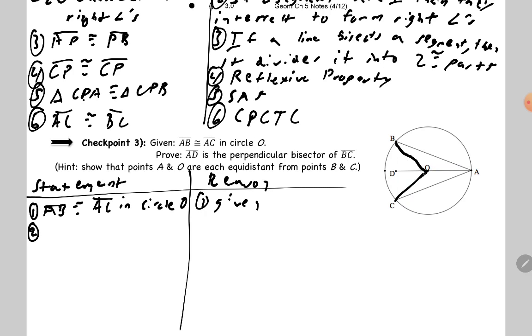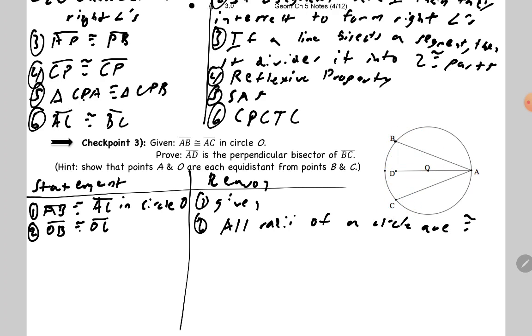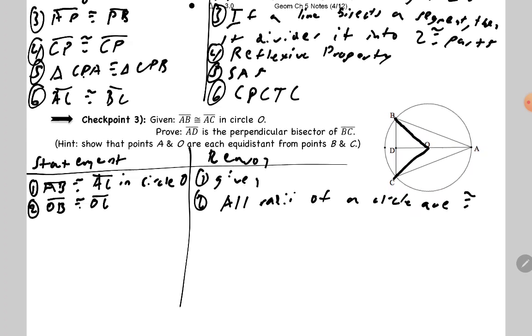So if we drew lines from BO to CO, OB would be congruent to OC because in a circle, all radii of the circle are congruent. So basically I made two radiuses, so BO and OC. Radiuses of the circle, they're all the same, so they're congruent.